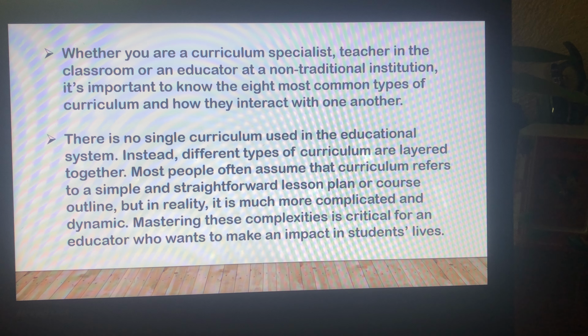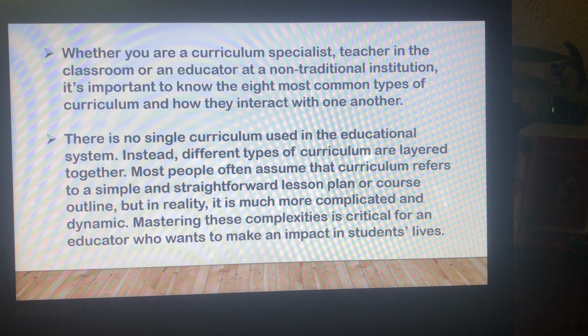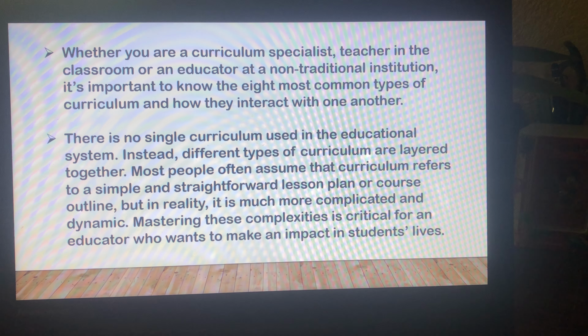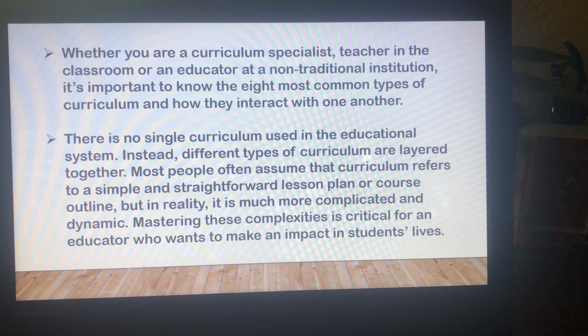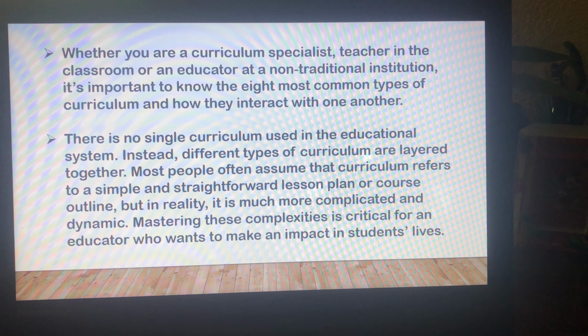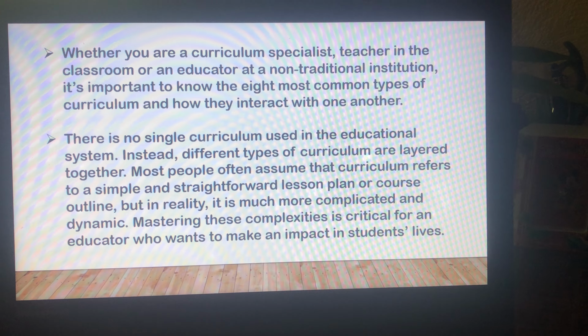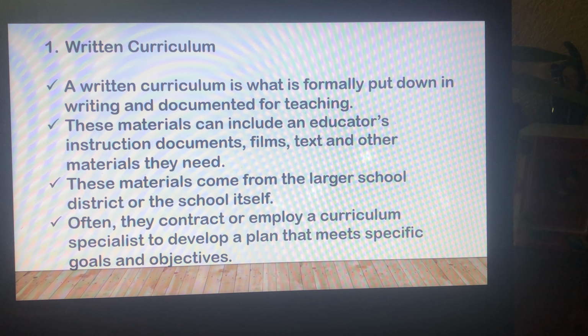Instead, there are different types of curriculum that are layered together, meaning it's a combination of the different curriculum. So it could be a combination of 2, 3, or even the 8 curriculums. Most people often assume that curriculum refers to a simple and straightforward lesson plan or course outline, but in reality, it is much more complicated and dynamic. Mastering these complexities is critical for any one of us who wants to make an impact in the lives of our students. So the very first is the written curriculum.